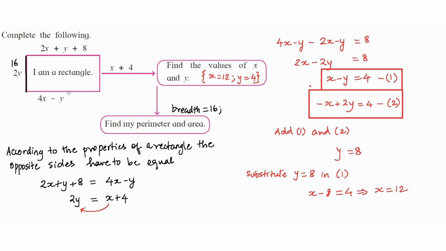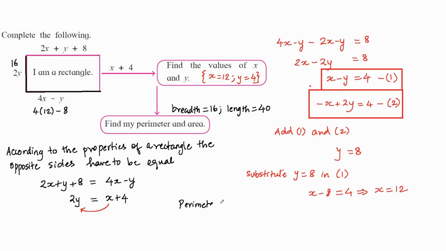And let's find the length. So the value of x is 12. So it's going to be 4 times 12 minus y is 8. That's going to be 48 minus 8, which is 40. So the length is 40. And now from this, I can easily find the perimeter and area.